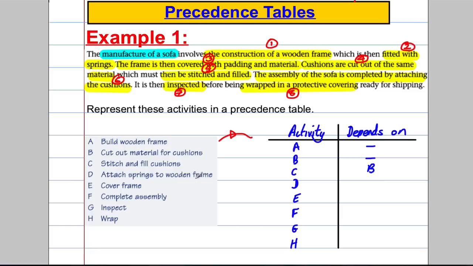Now D was attach the springs to the wooden frame. Now obviously you've got to have constructed the wooden frame before you attach springs to it. So D depends on A having happened. So activity D, we write depends on A having happened.